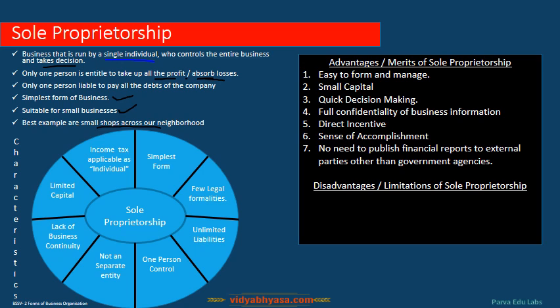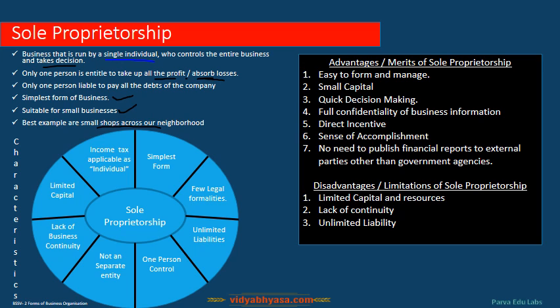And no need to publish financial reports to external parties other than government agencies. See, when anybody does a joint stock company or a society, they have to publish the report and it should be audited. But in the case of a sole proprietor, there is no need to submit or publish financial reports other than to government agencies, like taxes. For filing an income tax return and other things, they have to file it. Otherwise, there is no need to publish financial reports to the public.